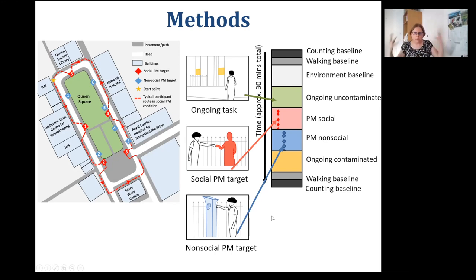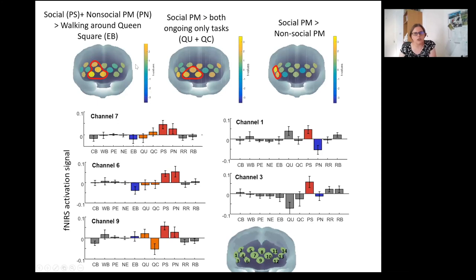So we're giving participants a really rich, complicated environment and a lot of different things that they've got to think about in this task. We're monitoring their prefrontal cortex, and then we can do your classic analysis where we ask what brain areas are engaged when you're doing the prospective memory task compared to just walking around the square without a task, and there's some stuff in prefrontal cortex. And then what's the difference between the social prospective memory and the non-social, and there's some stuff over here in the dorsolateral prefrontal cortex.